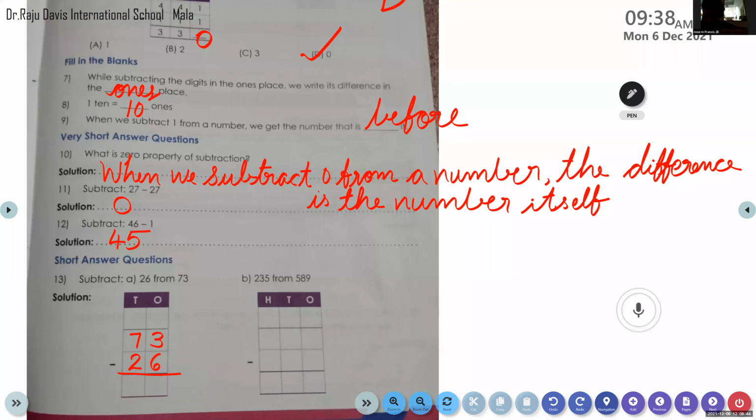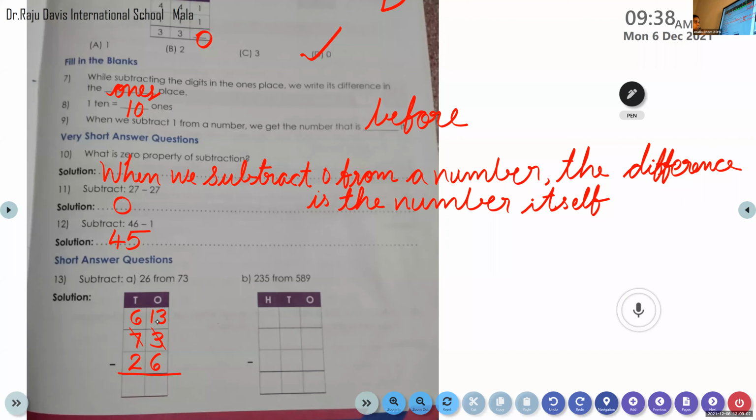7 will be 6, and 3 will become 13. Now we can subtract 13 minus 6.